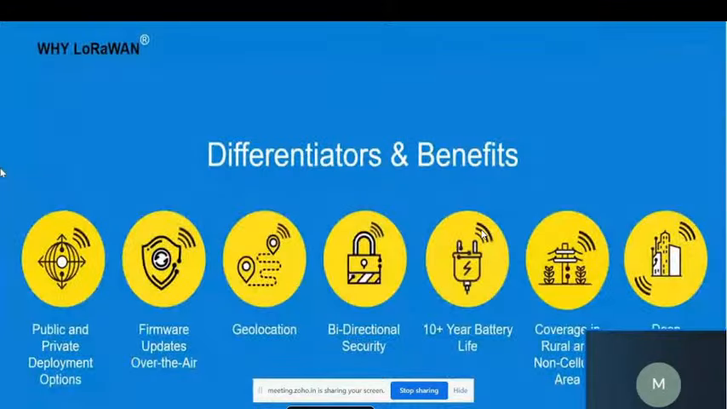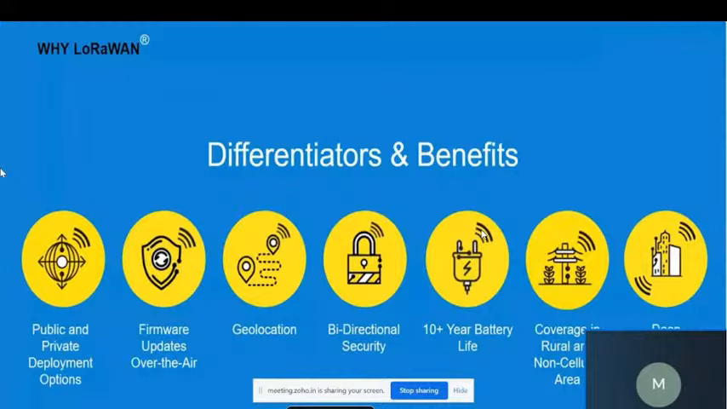Okay, so from the video, you got a glimpse of how LoRaWAN can be implemented. So what are the differentiators and the benefits of the LoRaWAN network? So first, we can implement a public network, like some of the service providers are deploying, and we can also deploy a private network. If we want a very specific network for our use case, or we don't have public network access, then we can deploy our own network.